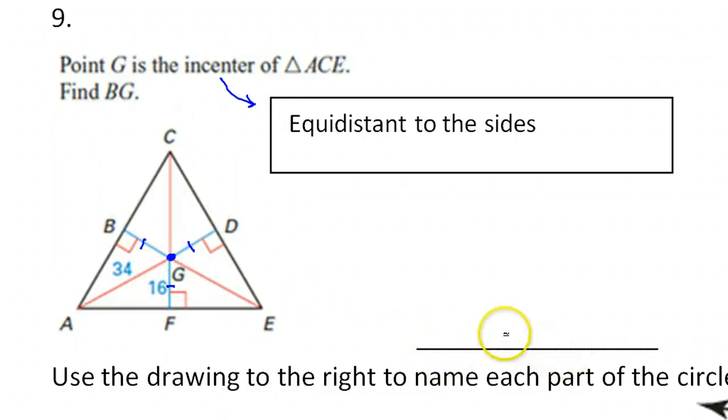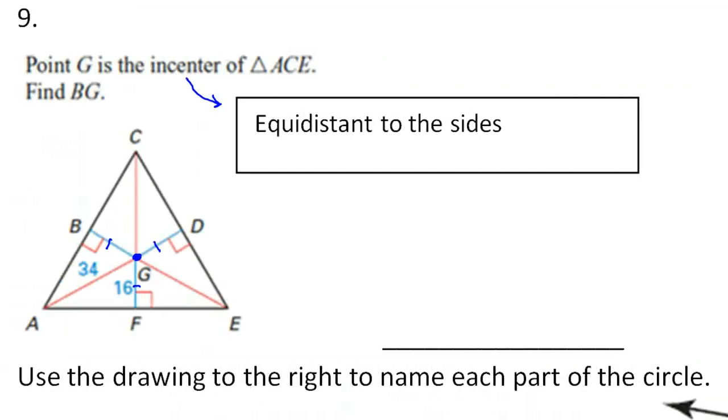So that's it. Alright, is there some special place I'm supposed to write it? I guess this is it. BG equals 16.